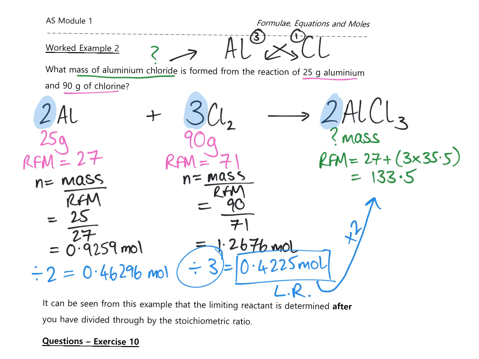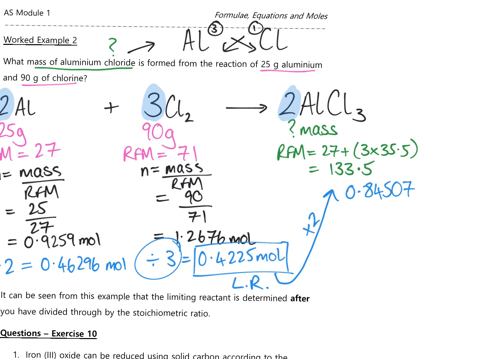Okay, again, try and keep that number accurate. So if you've rounded that off here, maybe put in your 90 divided by 71 again, or store the number, and then just type in times by 2, and that should work out that your number of moles of aluminium chloride, if you've kept it accurate, should be 0.84507 moles. Okay. So you can see that would have been different had we rounded off at this stage. So try to refrain from rounding off too early.